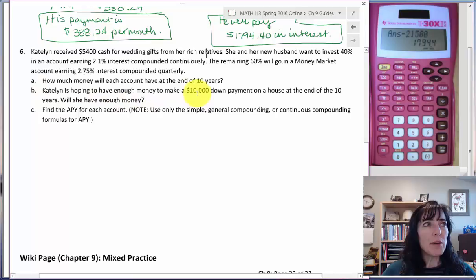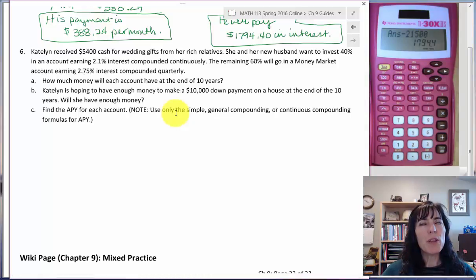Caitlin is hoping to have enough money to make a $10,000 down payment on a house at the end of the 10 years. Will she have enough money? Find the APY for each account. Note, use only the simple, general compounding or continuous compounding formulas for APY. And that means figure out which one of those three is appropriate for this problem and then use that formula.